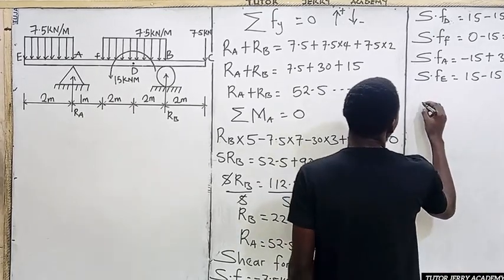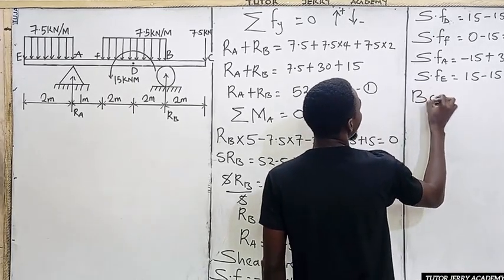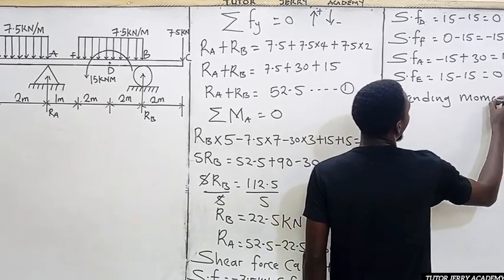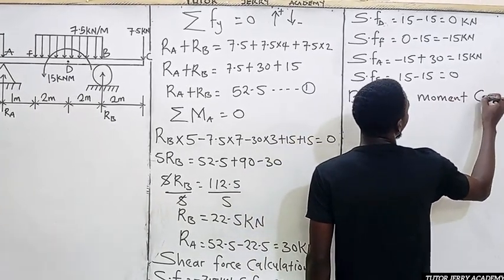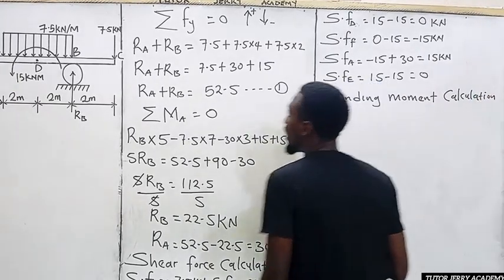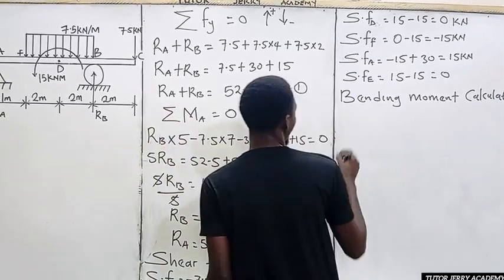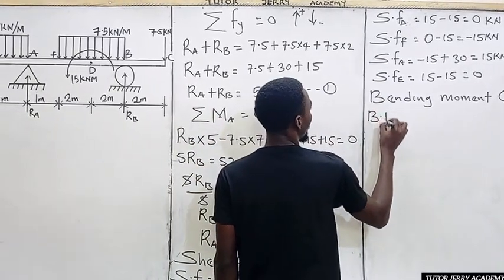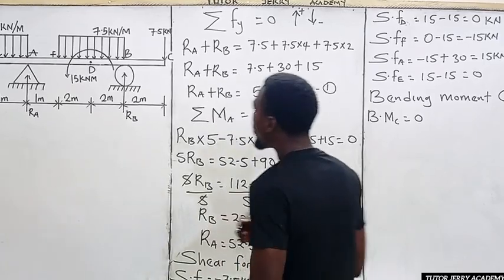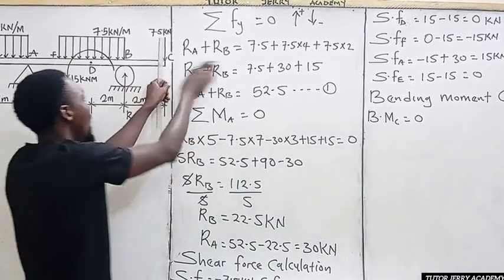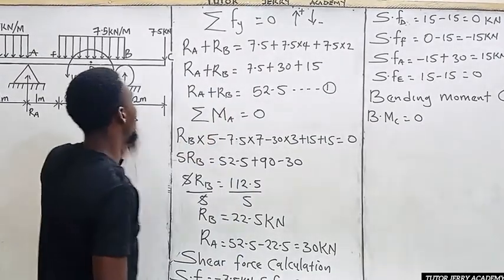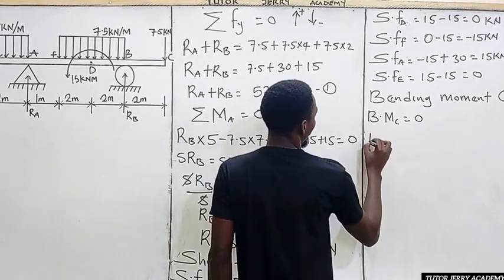So now let's go to the bending moment calculation. All right. So now let's start with the bending moment at point C. So the bending moment at point C is what? 0. Because if we stand at point C to your right, we don't have any distance there. So that will be 0. All right. So now let's stand at point B now. The bending moment at point B.